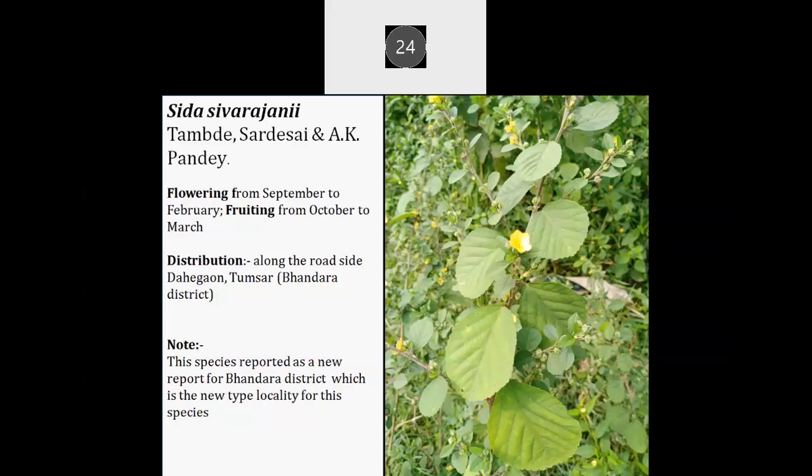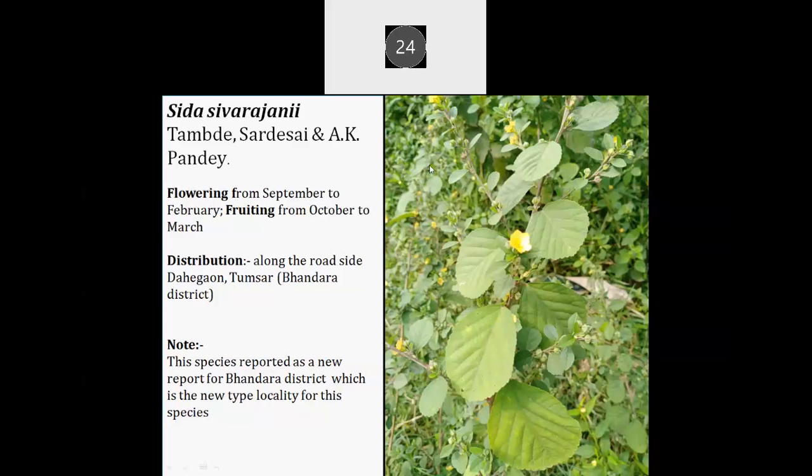This is a new addition, a new species recorded and discovered by Tambe, Sardesai, and Pandesar. This plant species, in the previous year, I collected from Varti, near Bhandara. And when I communicated with Sardesai sir, they asked for the mericarp. Then I showed all the details, and they identified this plant species as Sida sivarajanii. Then they said this is a new report for Bhandara, a new type locality for this species.